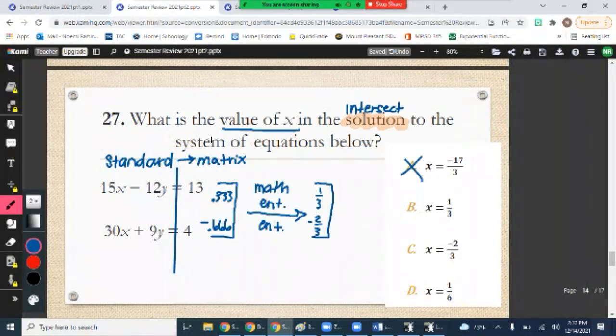I'm screwed because both of those are answer choices. So they're asking specifically for the value of X. Which one is X? Which one is Y? Top one's X, bottom one's Y. If X comes first, top number is X. Y comes next, bottom number is Y. Questions? All right.